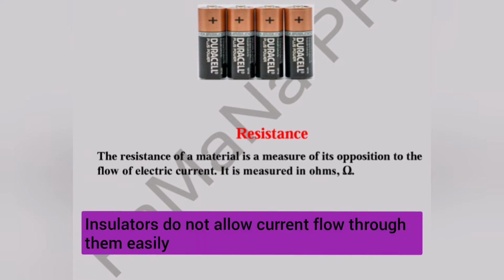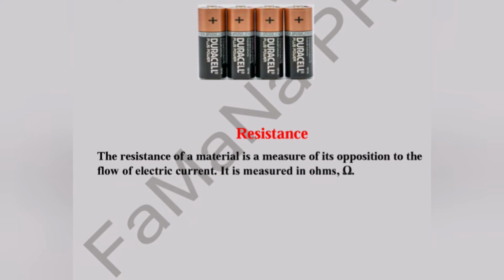Materials that do not allow current to flow through them easily are called insulators. Insulators have high resistance. If you look around you right now, you are likely going to see some insulators. Objects made of plastic, ceramic, rubber, and glass are insulators. So, like I said earlier, resistance of a material is its opposition to the flow of electricity. And resistance is measured in ohms. You can see the symbol in the picture.